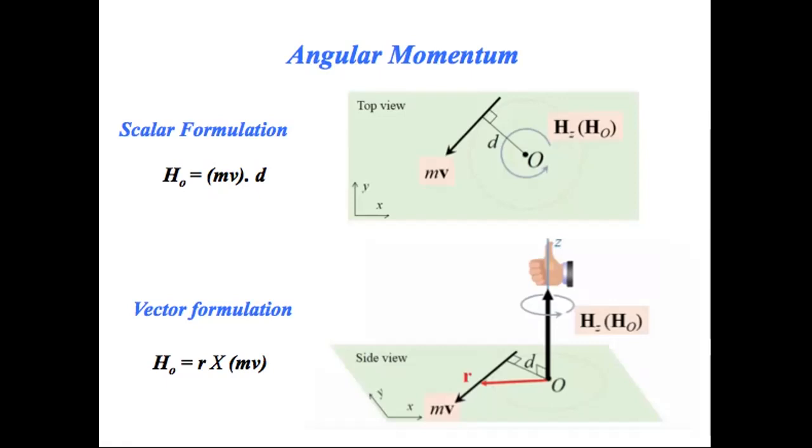When we are using the scalar form, H equals the magnitude of linear momentum, meaning mass times velocity, times the moment arm d. Again, d is the perpendicular distance from reference point O to the line of action of linear momentum, which is along the velocity vector. In vector formulation, the angular momentum is calculated by the cross product of position vector r and the linear momentum vector.